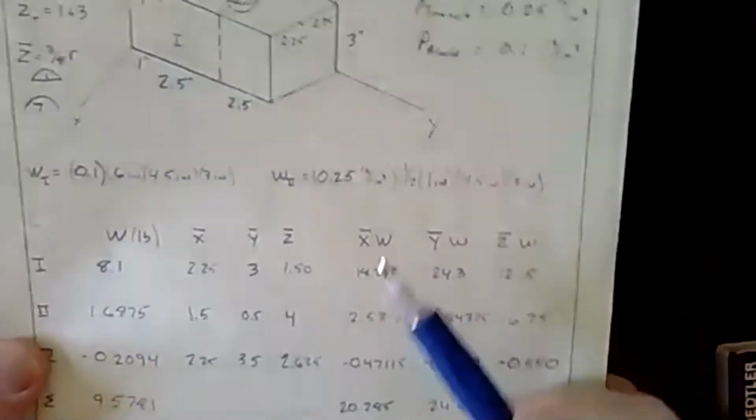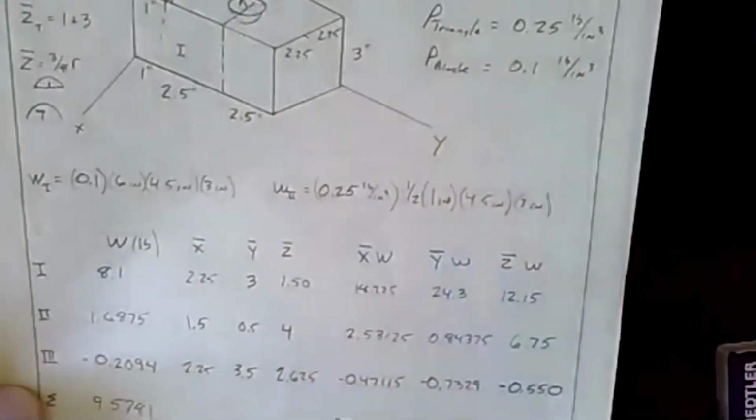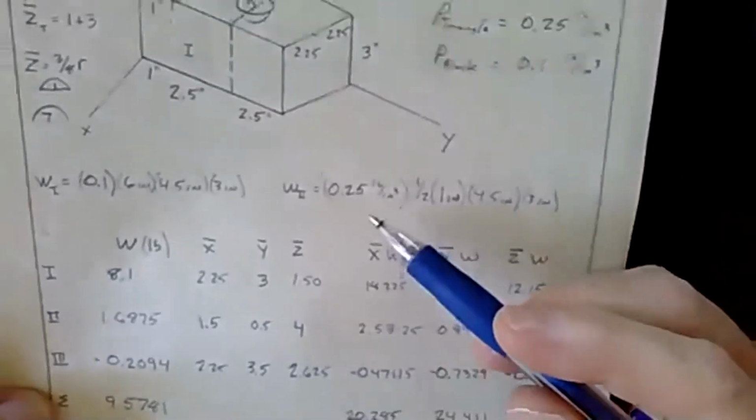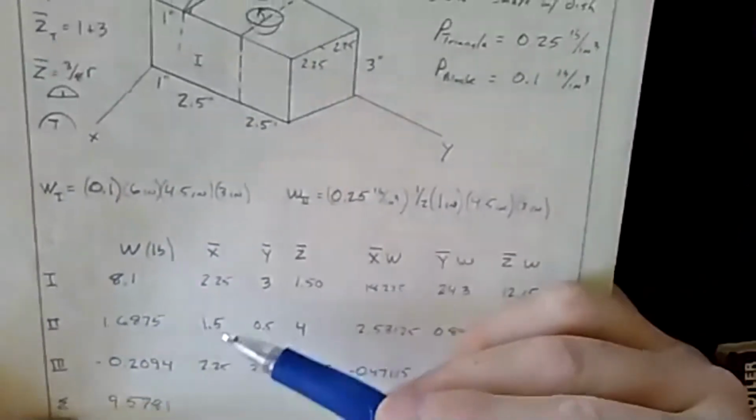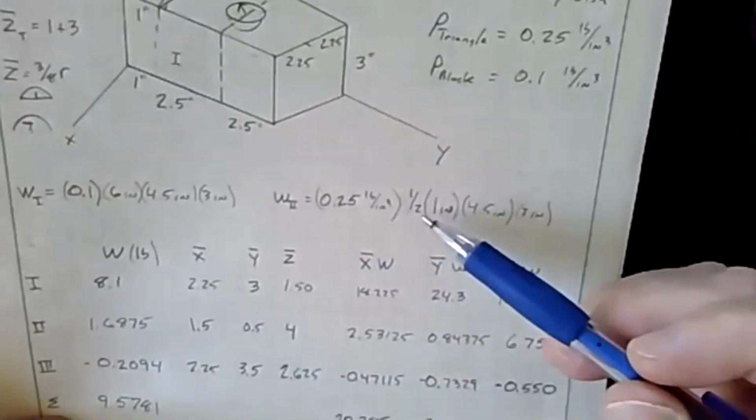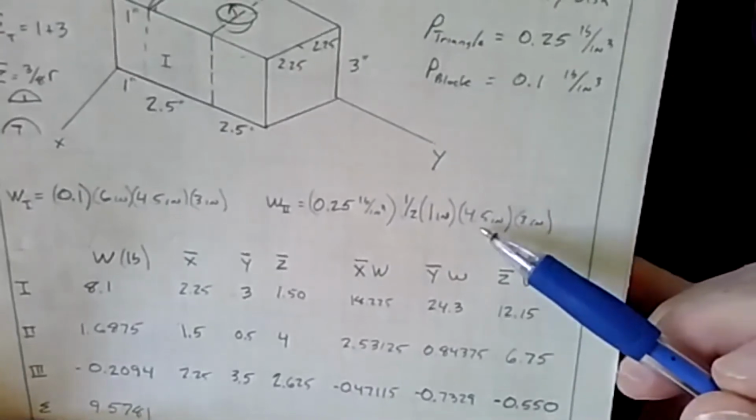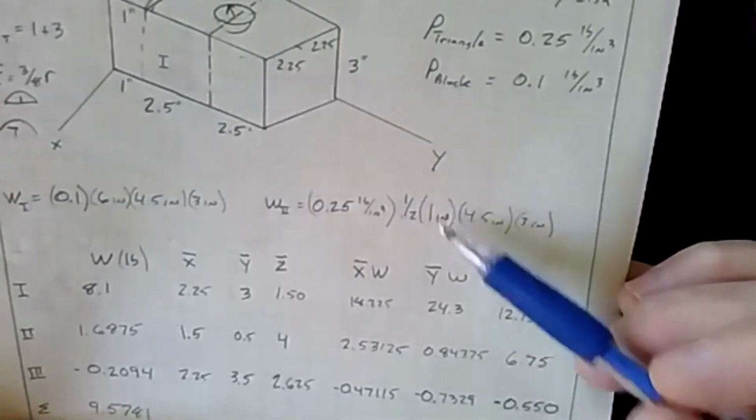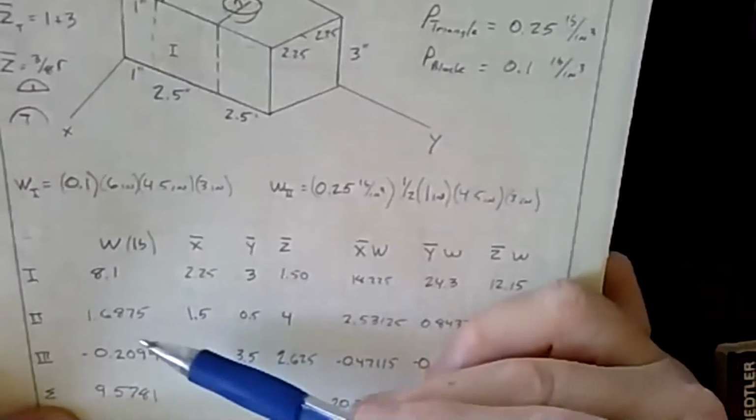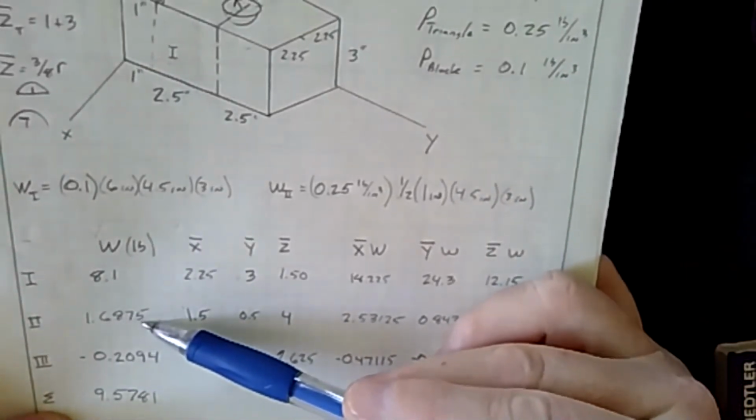sorry about that pause. For some reason I had the wrong density here, but the numbers were from the right density. So 0.25 pounds per inch cubed, 1/2 base times height times thickness. So 4.5 for the base times height, 1 inch thick, times that. That gives us a weight of 1.6875 pounds for the triangle.